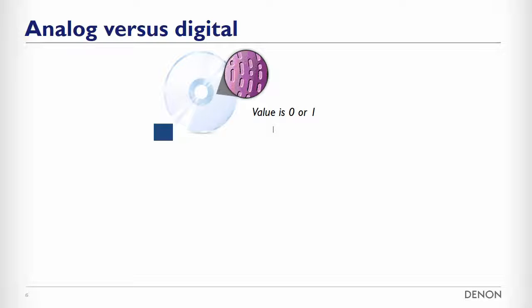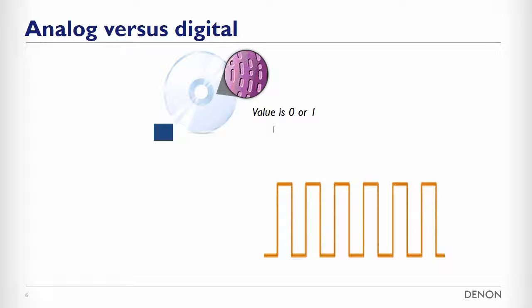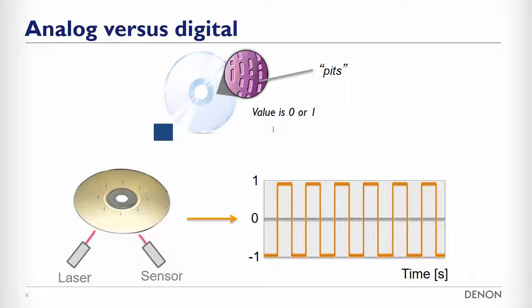In 1982, the compact disc was introduced, a medium on which music could be stored digitally. The music is stored as bits on the disc, so it contains only zeros and ones. The data on a CD is represented as tiny indentations known as pits. The data is read from the disc using a laser beam aimed at the disc. The reflected light is read by a sensor, resulting in a digital audio signal of zeros and ones.